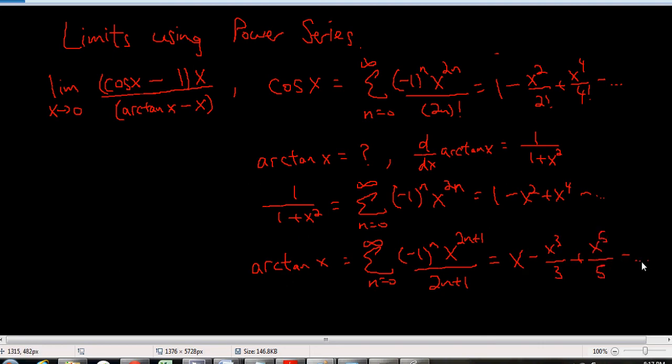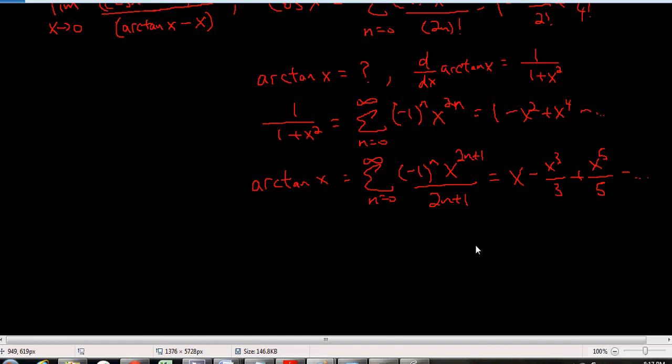Of course, it's a plus c, but we saw last time that if we plug in x to be 0, the c is just 0. We've done this numerous times. In fact, it was on assignment 8, I believe, question 4a or something like that.